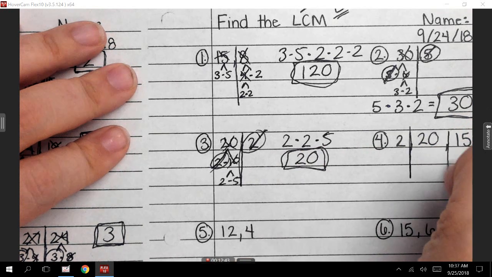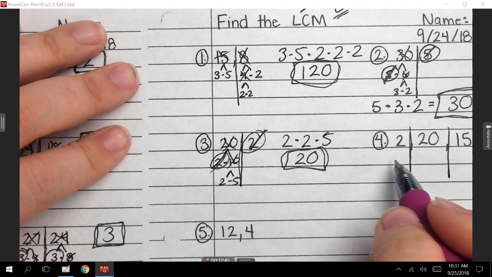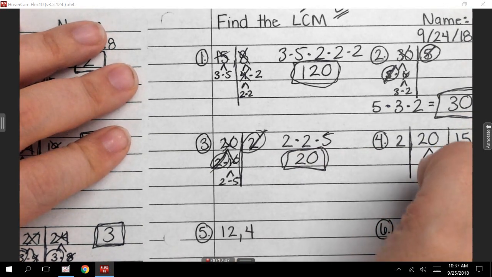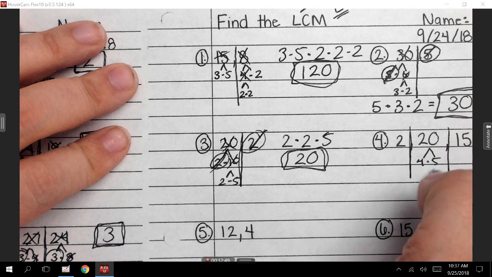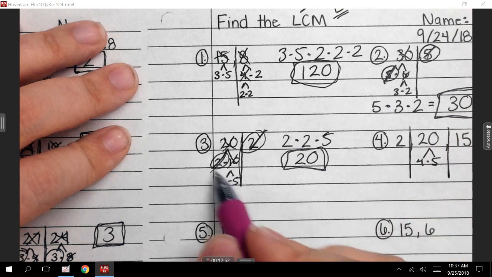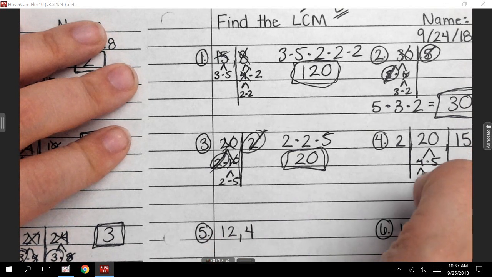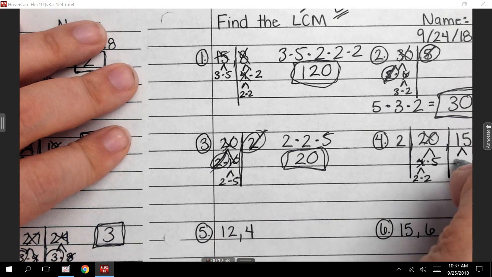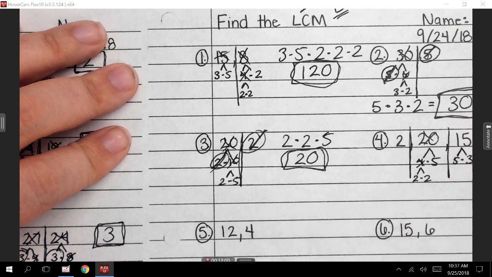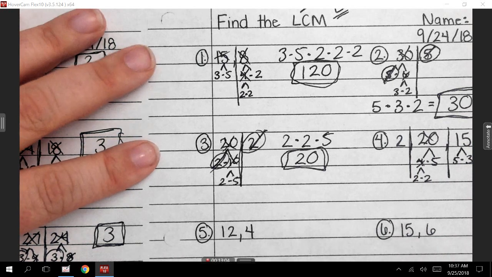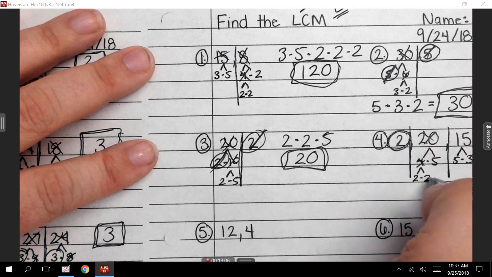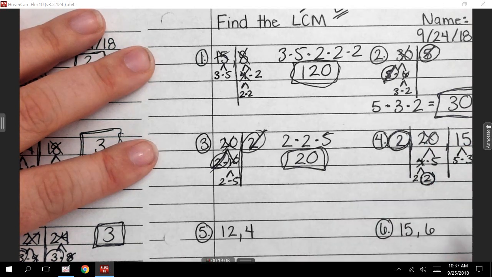Number 4. All right, I have 3 to split up, but can 2 split? No. So I'm going to split 20 into 4 times 5. So this is another option for 20. Here I did 2 and 10. I'm going to do 4 and 5 over here. 4 is 2 times 2. All right. 15 splits up into 5 times 3. All right. For LCM, what do they have in common? These two have a 2. Do y'all agree with that?